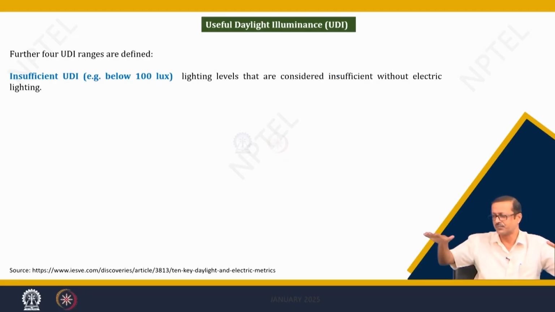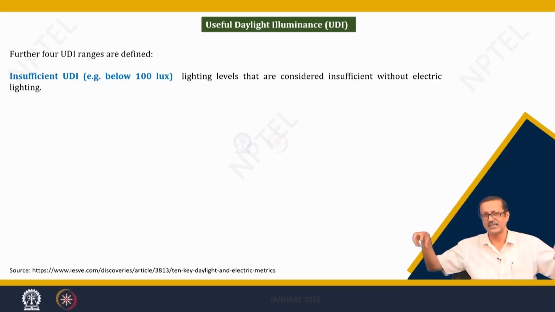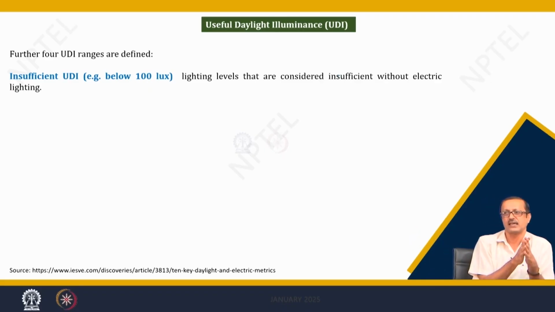So, if in your space bins some area is 10%, some area is 30%, you see that one. So, you may say this area will require electrical lighting throughout the year.